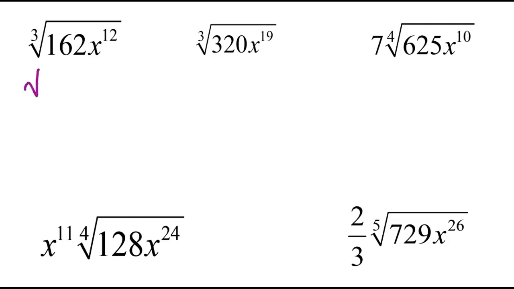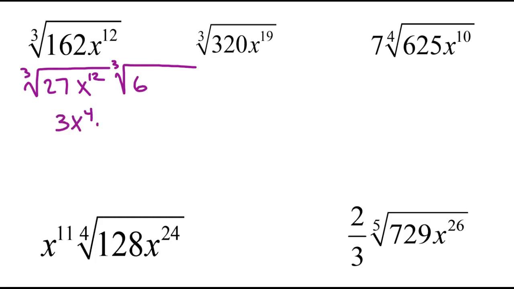Okay, so we got our perfect cube part and our not perfect cube part. Our perfect cube part consists of 27, and then the non-perfect is 6. So that multiplies to get 162. And then x to the 12th is a multiple of 3, so that whole thing is a perfect cube. So the cube root of 27x to the 12th turns into 3x to the 4th. And then I have the cube root of 6 left over.